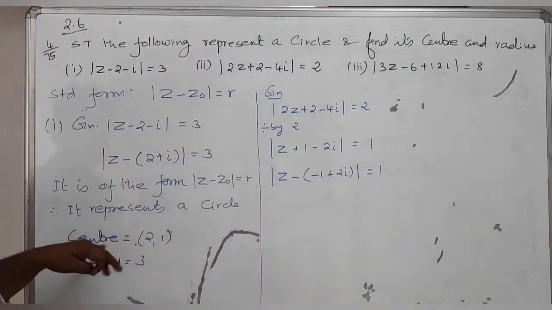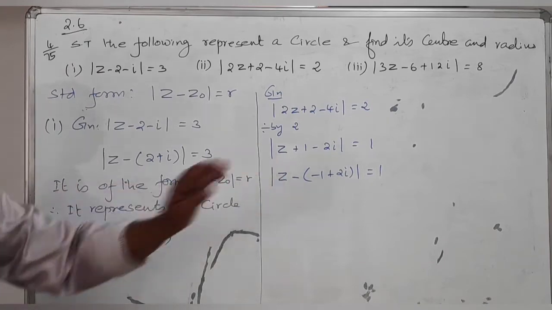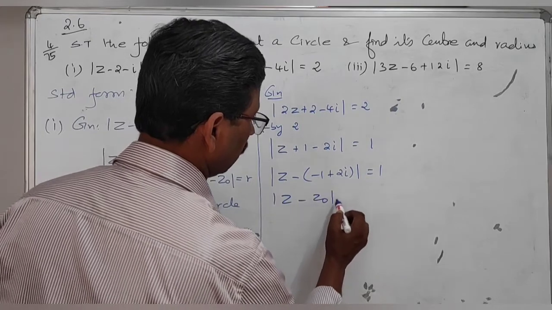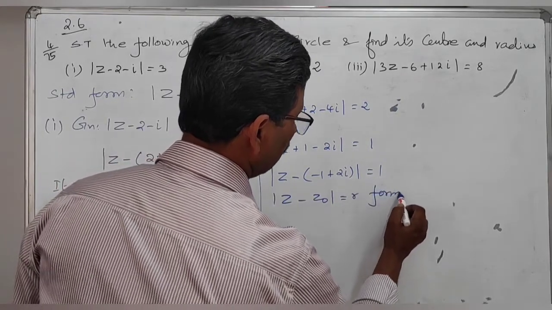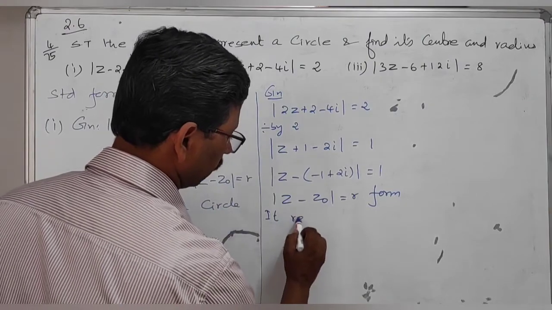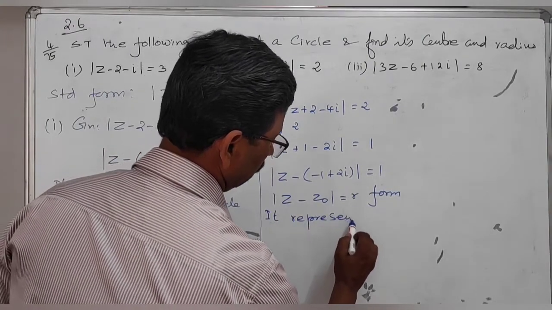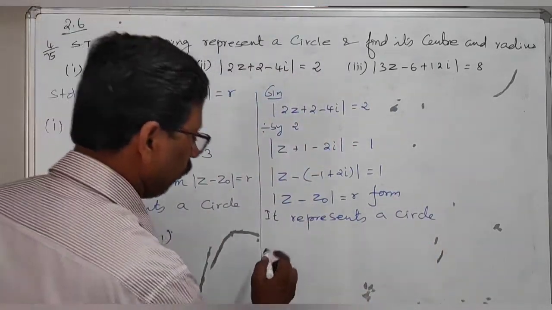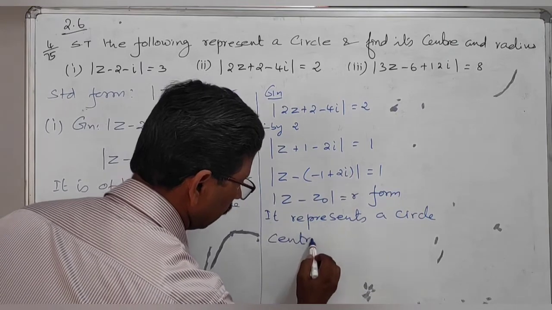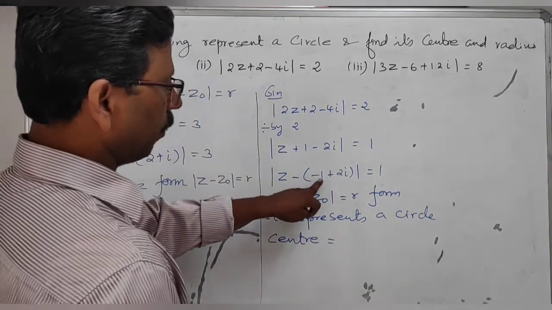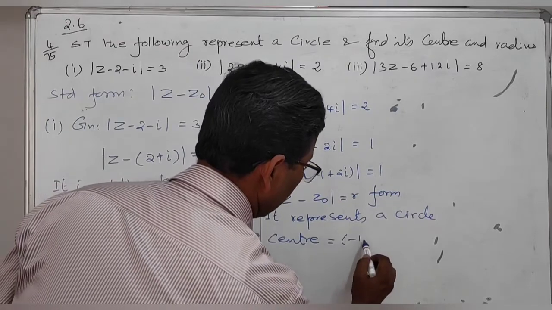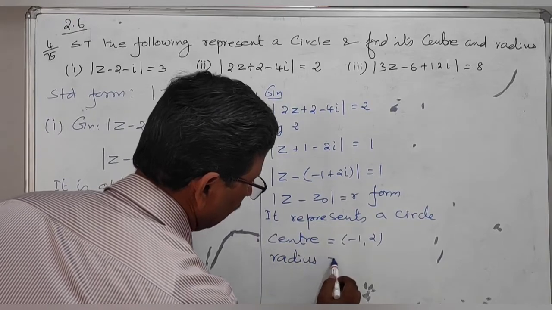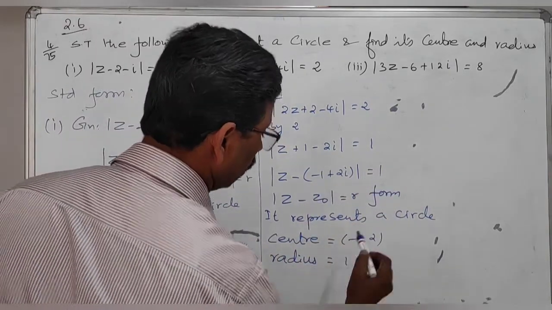Now this also is in which form? Z minus Z0 equal to R form. Therefore, it represents a circle. Now we have proved this is a circle. After that, we need to find the center. Center is nothing but minus 1, 2. Then you can write radius. Radius is equal to nothing but 1. Radius is equal to 1 unit.